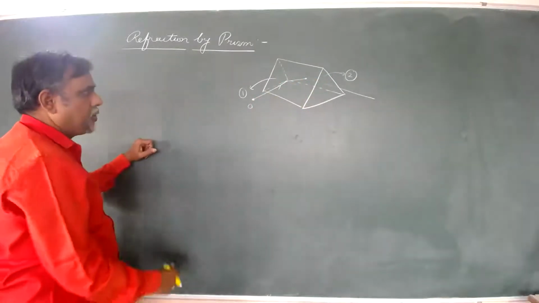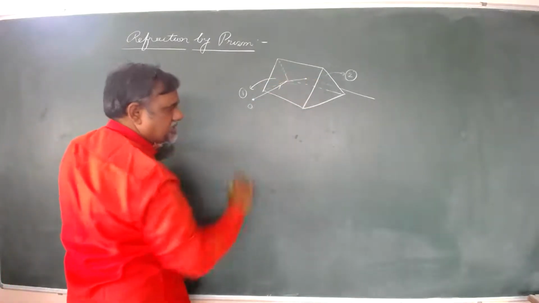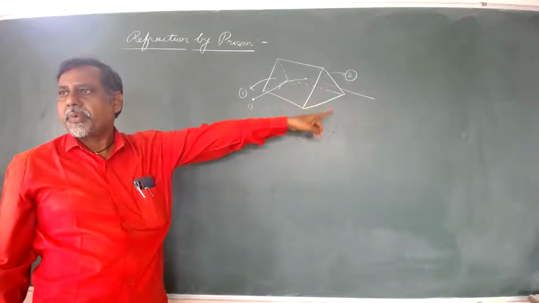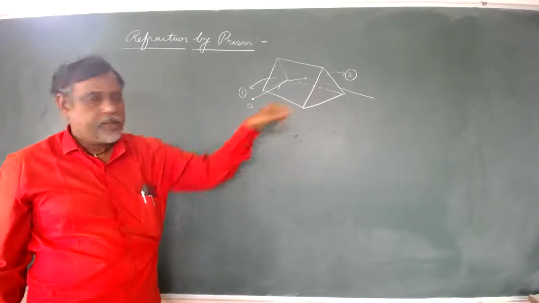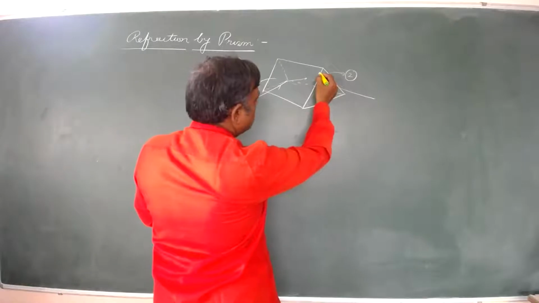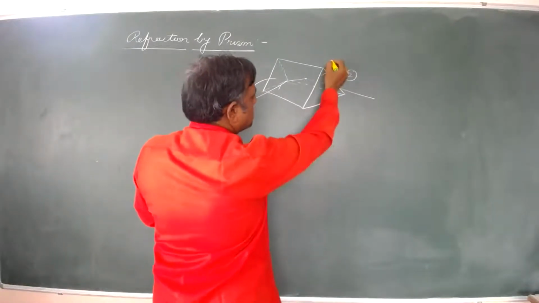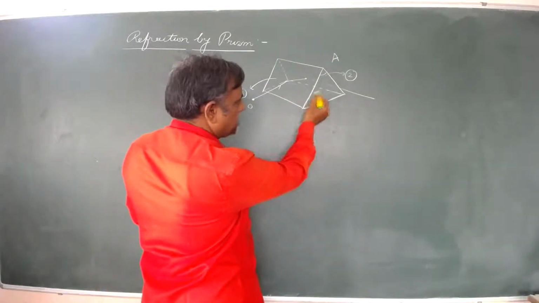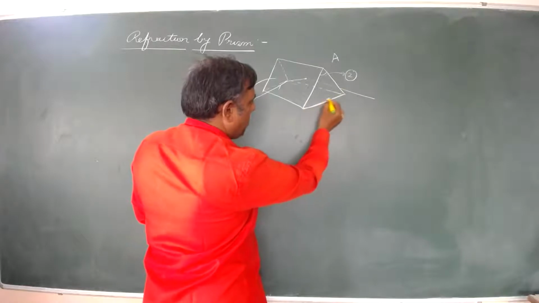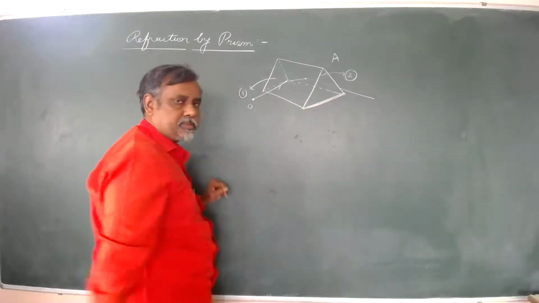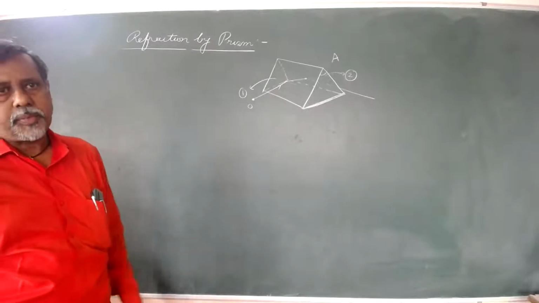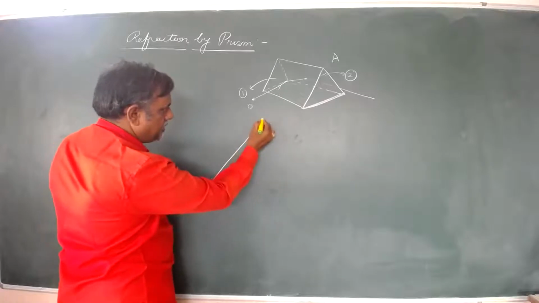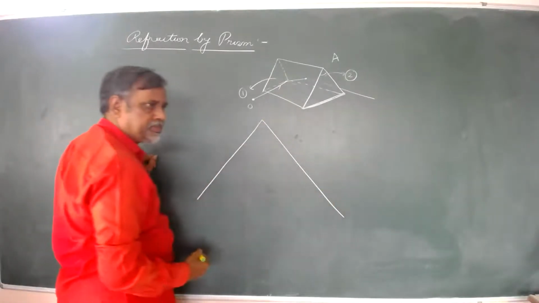Look at this. The complete first refracting surface will be taken as one line, and the complete second refracting surface will be taken as one more line. There will be some angle between these two lines, which we call the angle of prism. Usually the angle of prism is represented by A. This is one refracting surface, this is one more refracting surface, and this bottom one becomes the base of the prism.